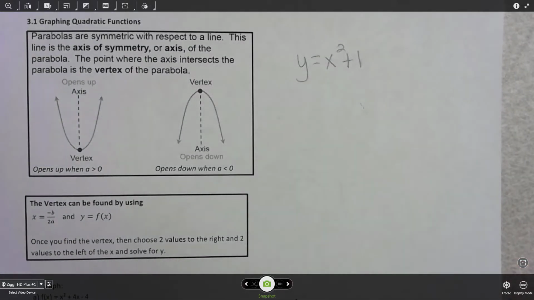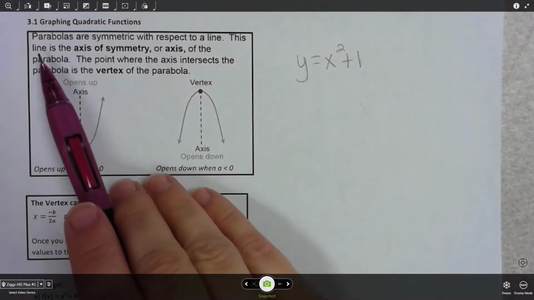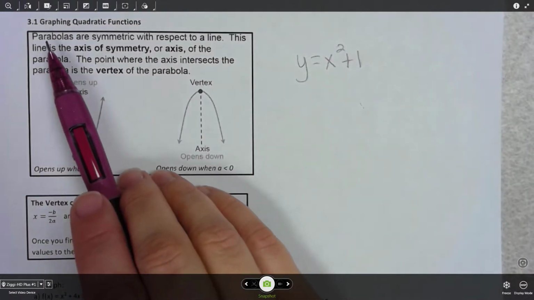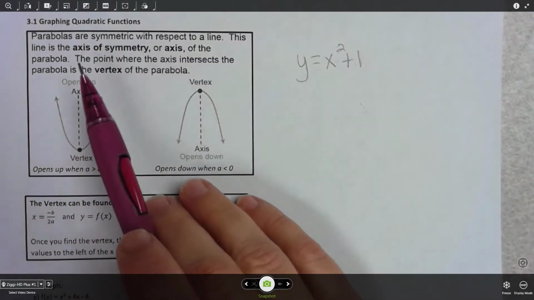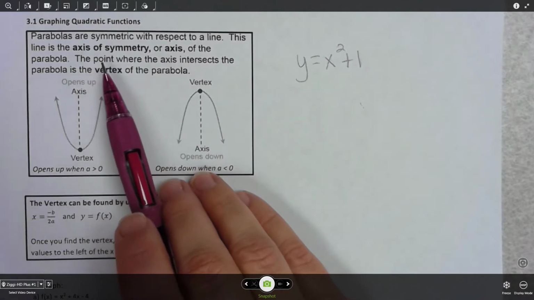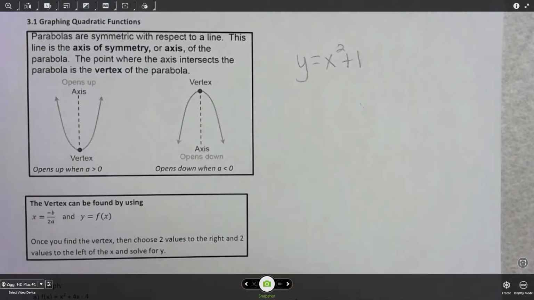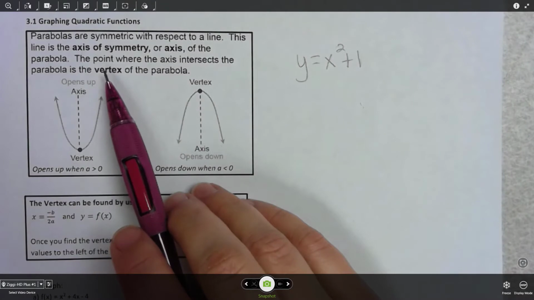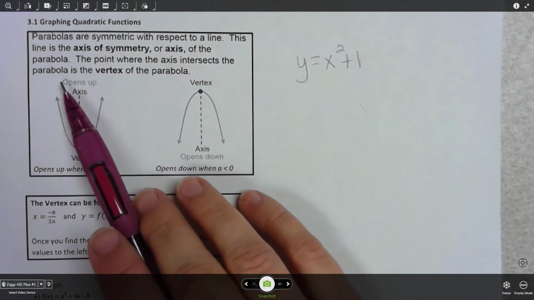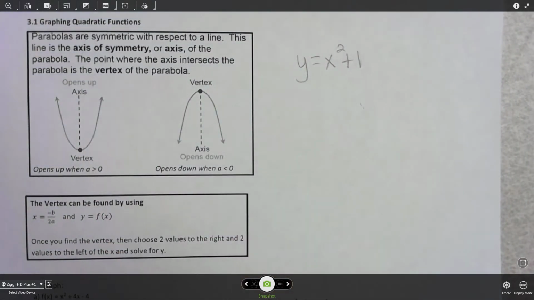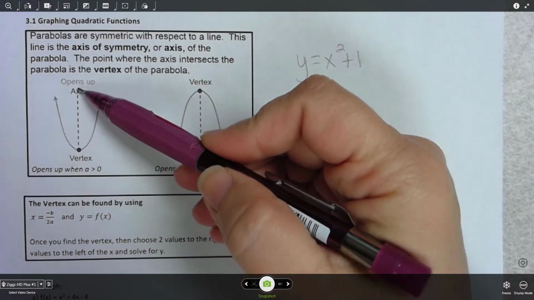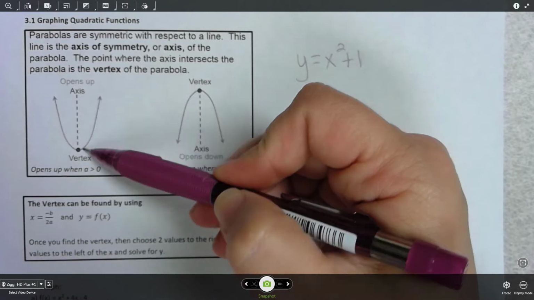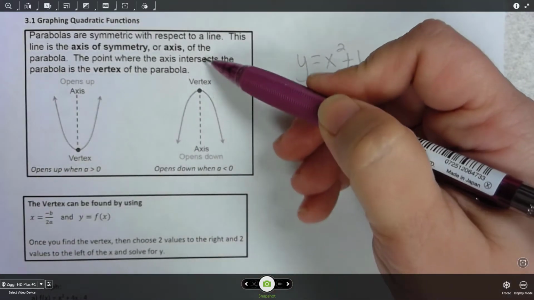Okay, so if you think back to when we talked about graphing those quadratic functions, we said that the graph of a quadratic function is a parabola, and they are symmetric with respect to a line, and that line is known as the axis of symmetry, or we may just call it the axis of the parabola. And the point where the axis intersects the parabola is the vertex of the parabola. So this axis of symmetry runs through the middle of the parabola.